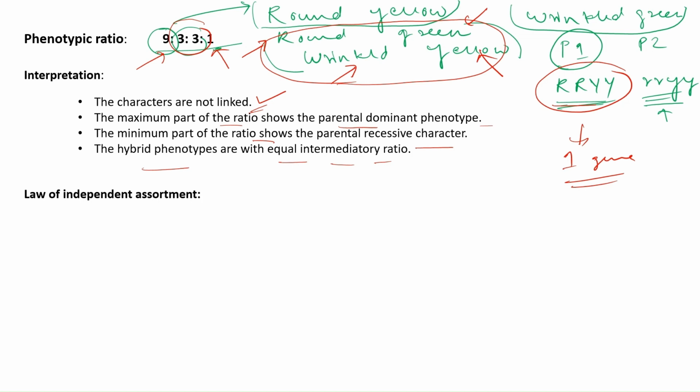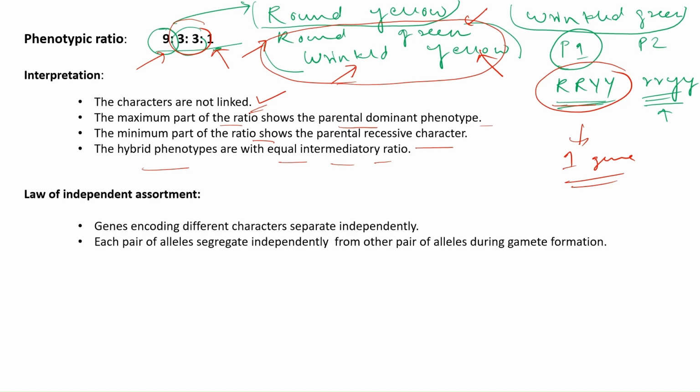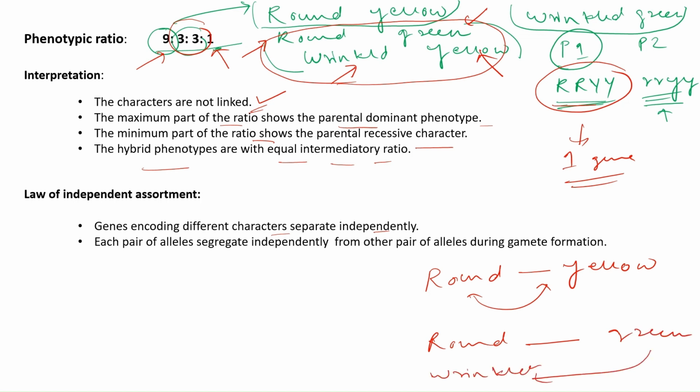Now that means what the law of independent assortment tells us. It tells us that the genes encoding different characters separate independently. Because they separate independently, because they are not linked, it is not the case that if in the parent round and yellow are found together, in the offspring they will always be together. It is not like that. Round can go with green also. Green can come with wrinkled also. Wrinkled can go with yellow also. So any character can get connected with any other character during the segregation of gametes, or segregation of genes specifically.